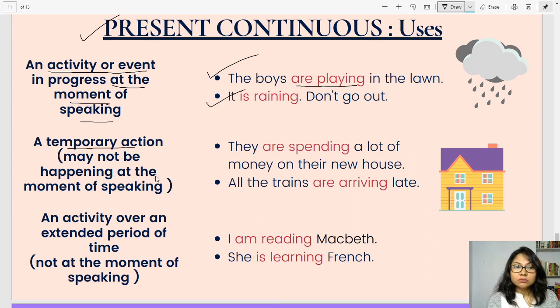A temporary action may not be happening at the moment of speaking. For example, they are spending a lot of money on their new house. That is, right now they are not spending the money, but they are decorating the house, or interior decoration, you do know about that, or they are building a different floor, and they are continuously spending a lot of money on the house for quite some time now. Next example, all the trains are arriving late. That is, right now all the trains are not arriving late. All the trains have been arriving late. It's a temporary action, but it's not happening right now.